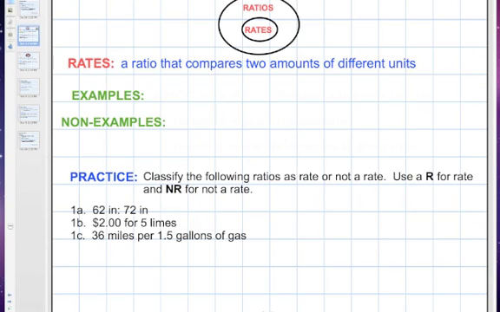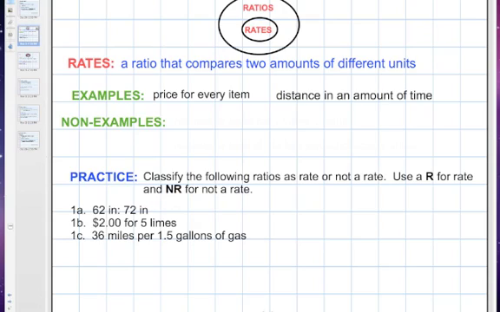A rate is simply a ratio that compares two amounts of different units. For example, we could have a price for every item. Those are two different units, dollars and cents, and items. Another example would be distance in amount of time. Let's say 60 miles per hour. Miles and hours are different units, so therefore they are rates. It's important to note that all rates are types of ratios, but not all ratios are rates.